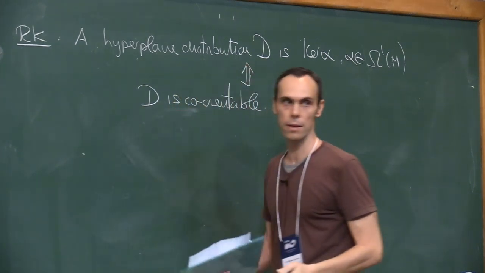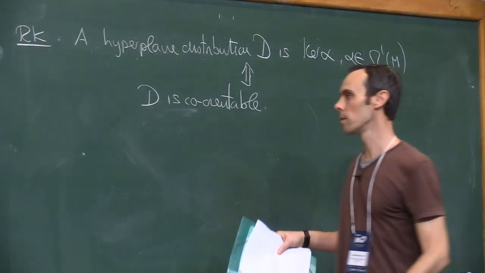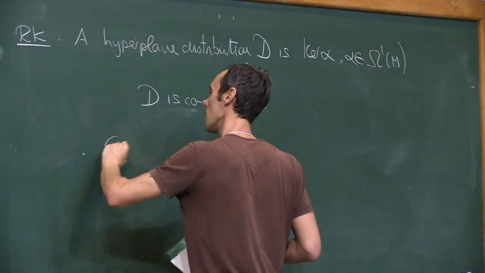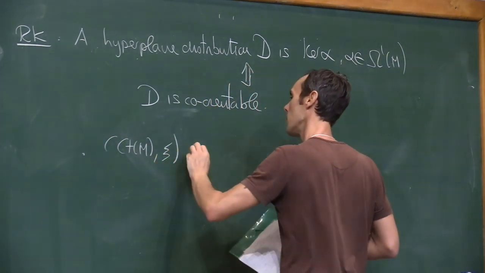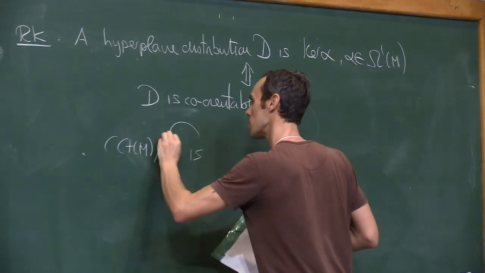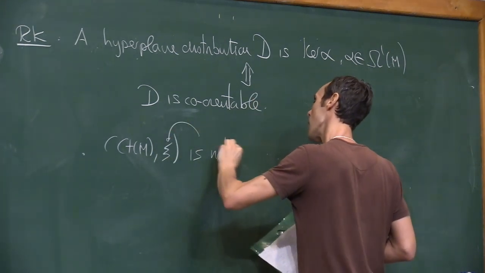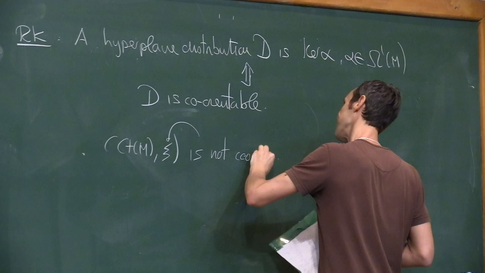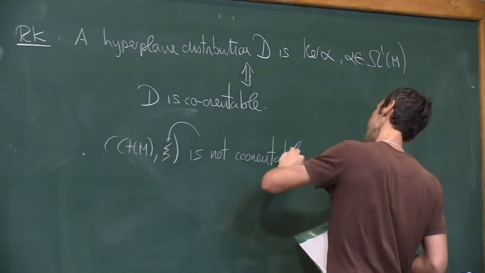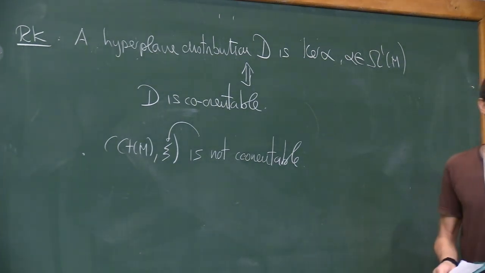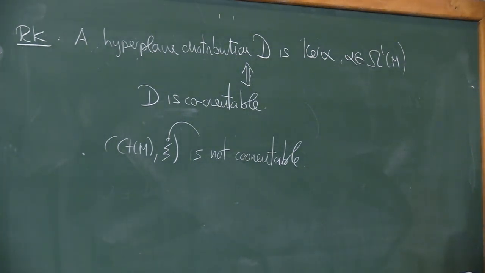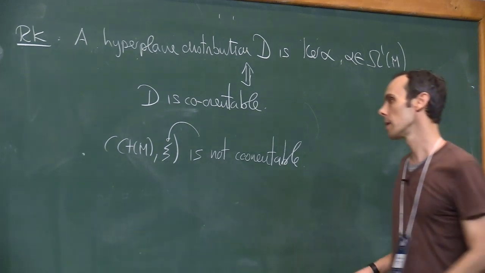So for instance, and that's an interesting exercise for those of you who are interested, you can check that the manifold of contact elements with the standard contact distribution is not co-orientable. Well, that's one example of a hyperplane distribution which is not co-orientable. Anyhow, we know that when we have non-co-orientable distributions, we can get rid of non-co-orientability by passing to an appropriate double cover.